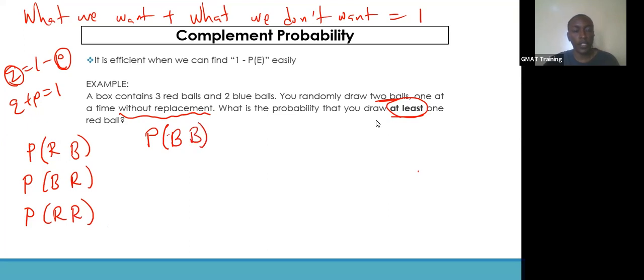Okay, this is the only thing that we don't want: the probability of having 2 blue balls. All these are what we want. Now we can find the probability of having 2 blue balls, then subtract that from the total. That's 1. So what's the probability of having 2 blue balls?